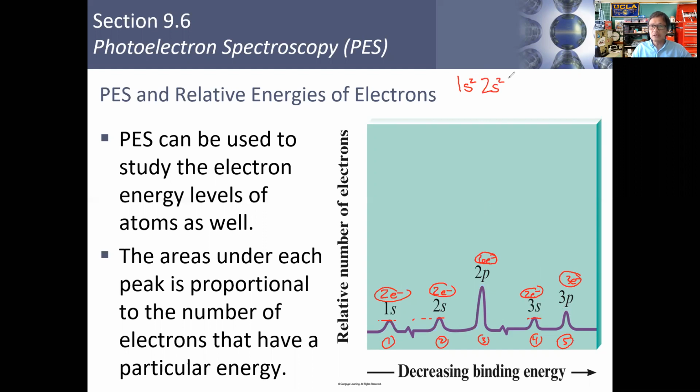In the 2p orbitals, we have 3 times as many. The peak here is about 3 times larger than this one, so it'll be 6. Okay. We have a 3s 2, and then the 3p 3.